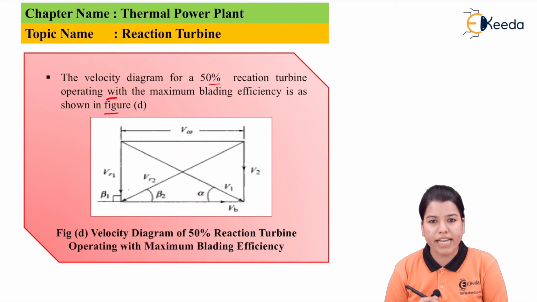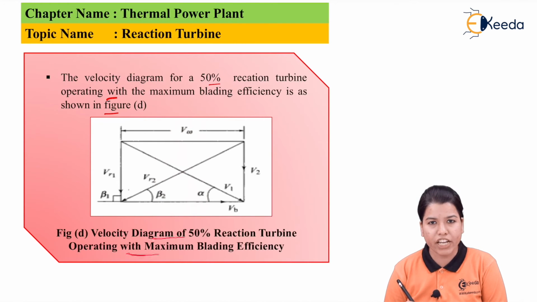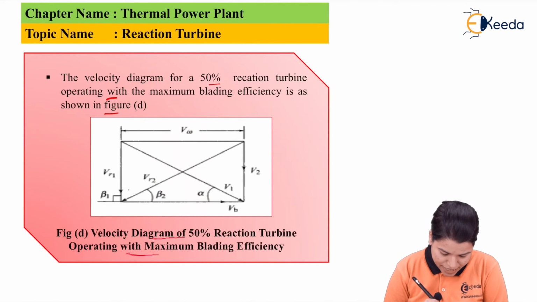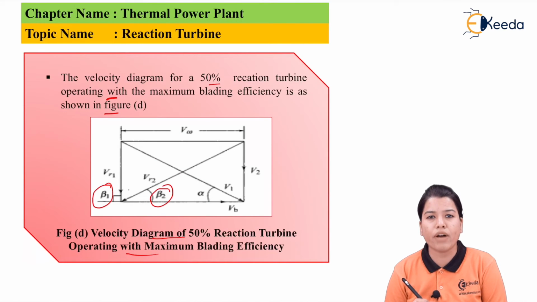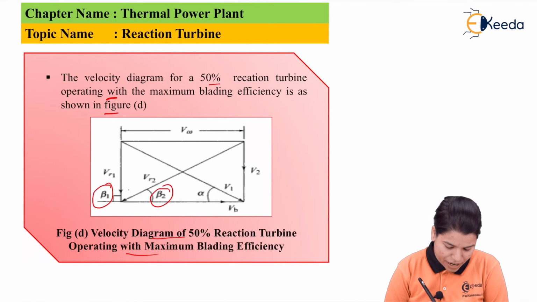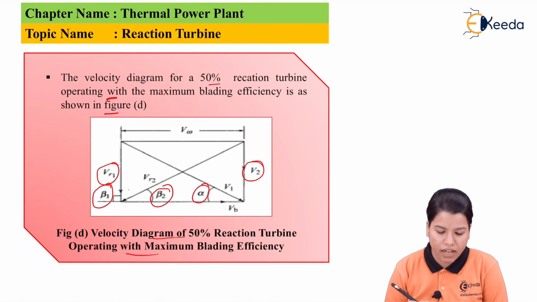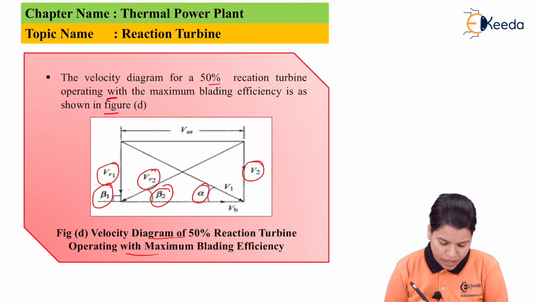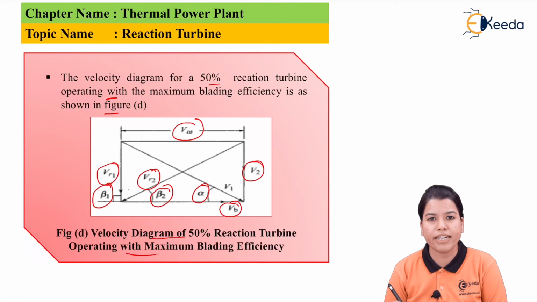In figure D, we can see the velocity diagram of the 50% reaction turbine which is operating with the maximum blading efficiency. Here we can see this is the angle beta 1, this is angle beta 2. Now these two angles are not equal, hence the blades are unsymmetrical. Then here we have the value VR1, this is V2, this is the angle alpha. Here we have VR2 and this is V omega. Then this is the value of Vb.